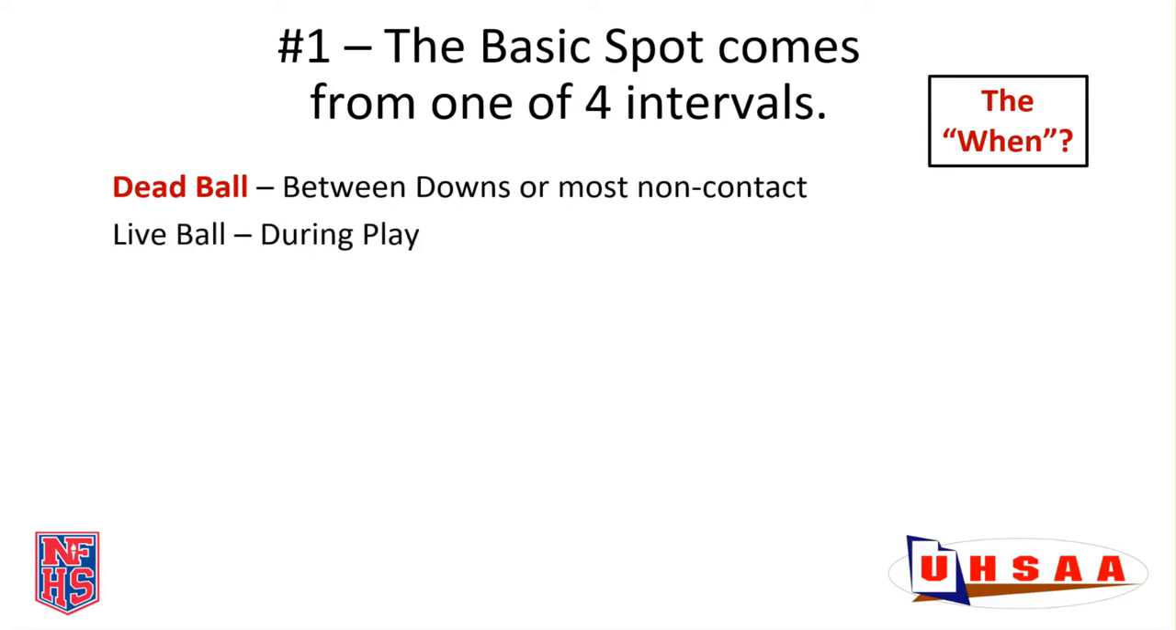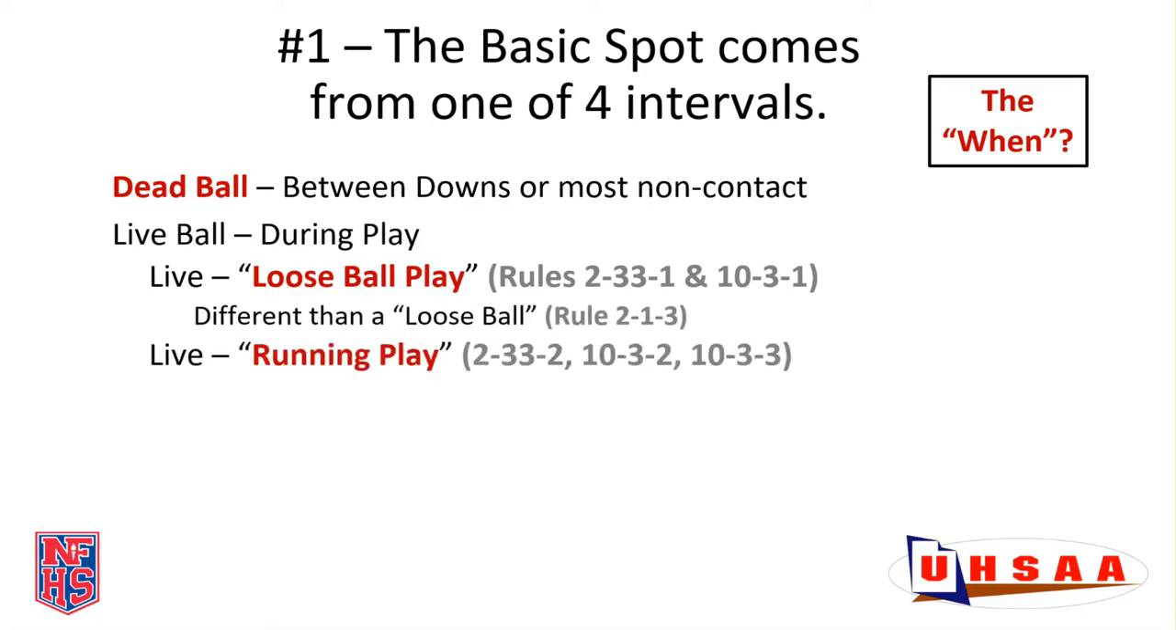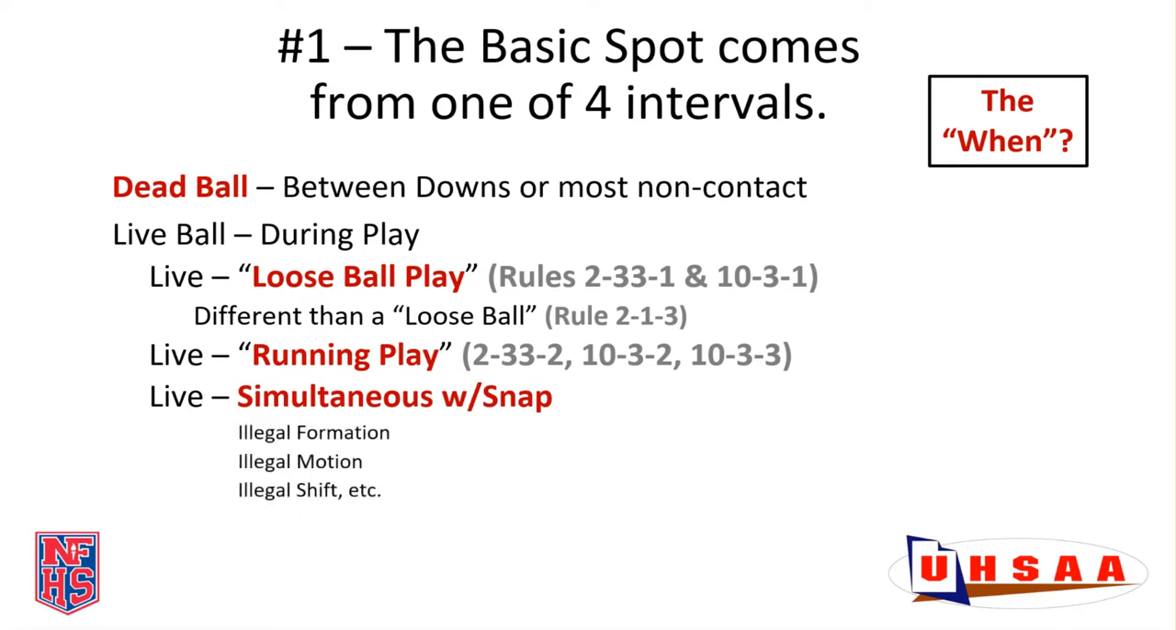If the ball isn't dead, then it must be live. And this is during play, during a down. If it's live, it's either in somebody's possession or it's not. The rules call this either a loose ball play or a running play, and they're defined in the rules that you see here. But you've got to make sure that you understand that a loose ball play is very different than a loose ball. But these are the 2 basic intervals: loose ball play, running play, and then dead ball. The final one are fouls that are simultaneous with the snap. These include illegal formation, illegal motion, illegal shift, etc.